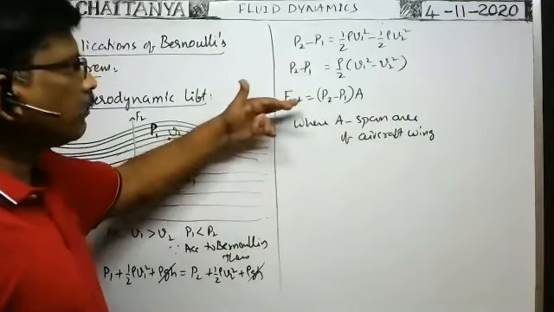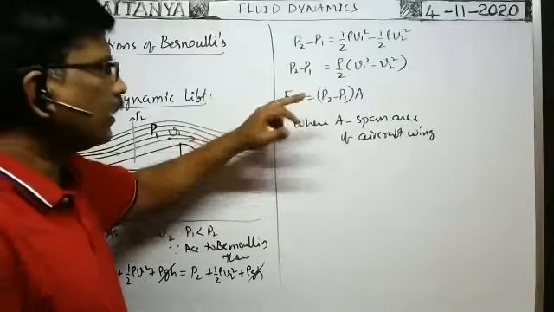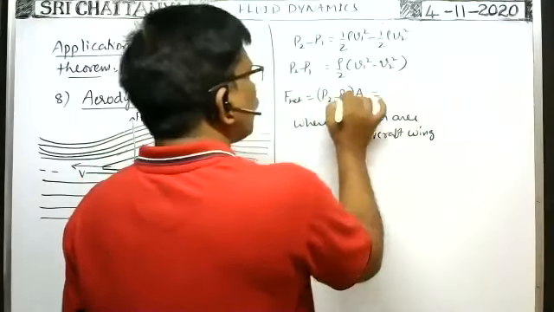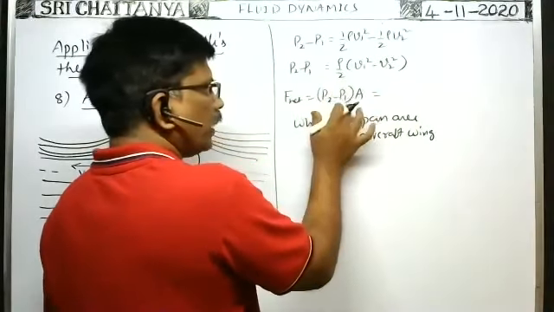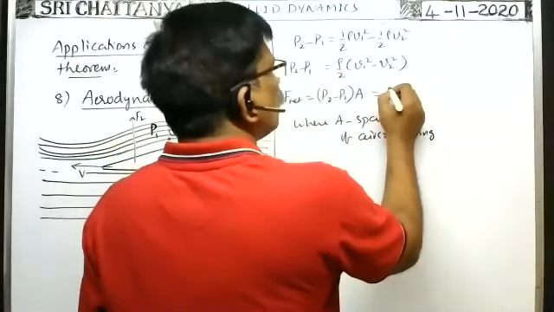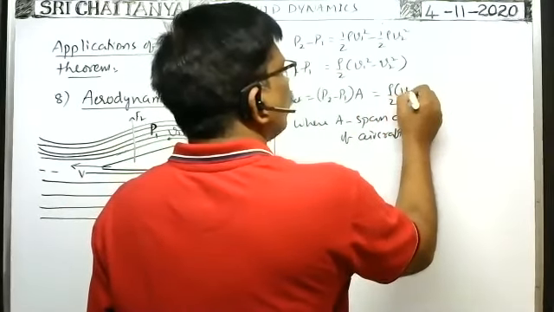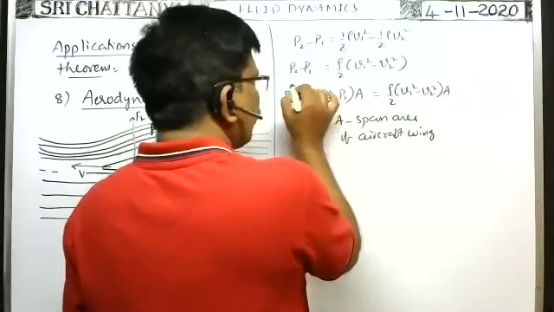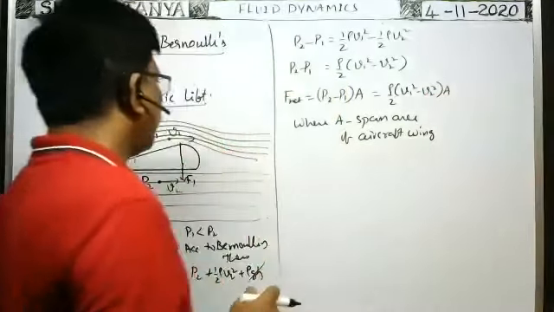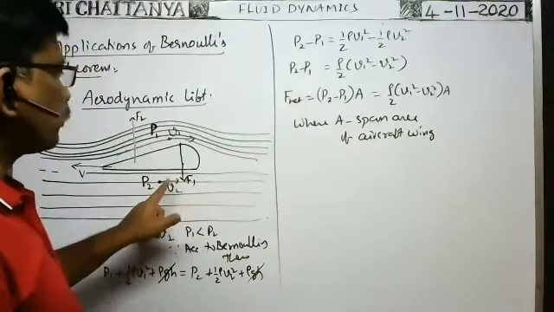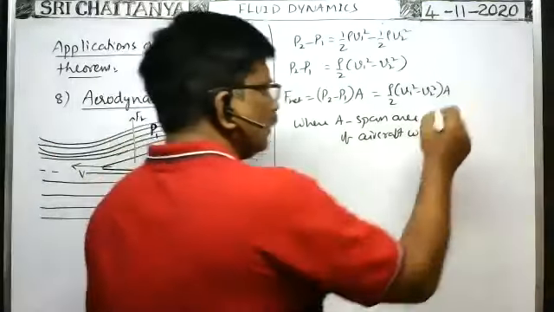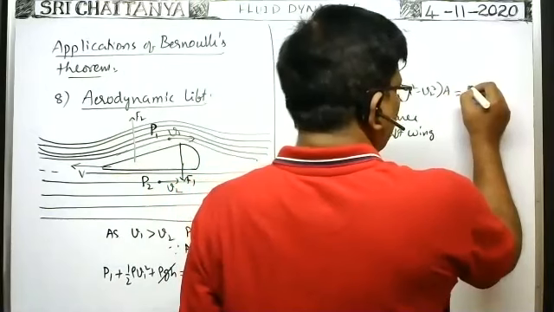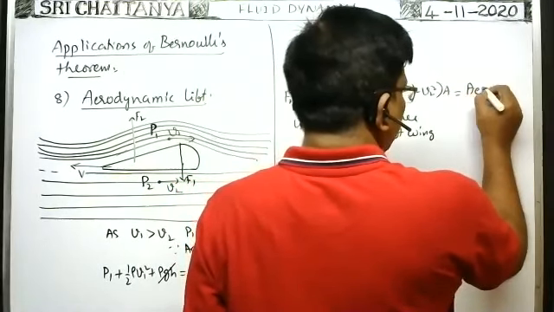On the bottom, because of the pressure difference, some force acts, which is equal to P2 minus P1 into A. So rho by 2 into V1 square minus V2 square into A. Okay, this is the formula for the net force that acts on the aircraft wing upwards, as P2 is greater than P1. This is called aerodynamic lift.